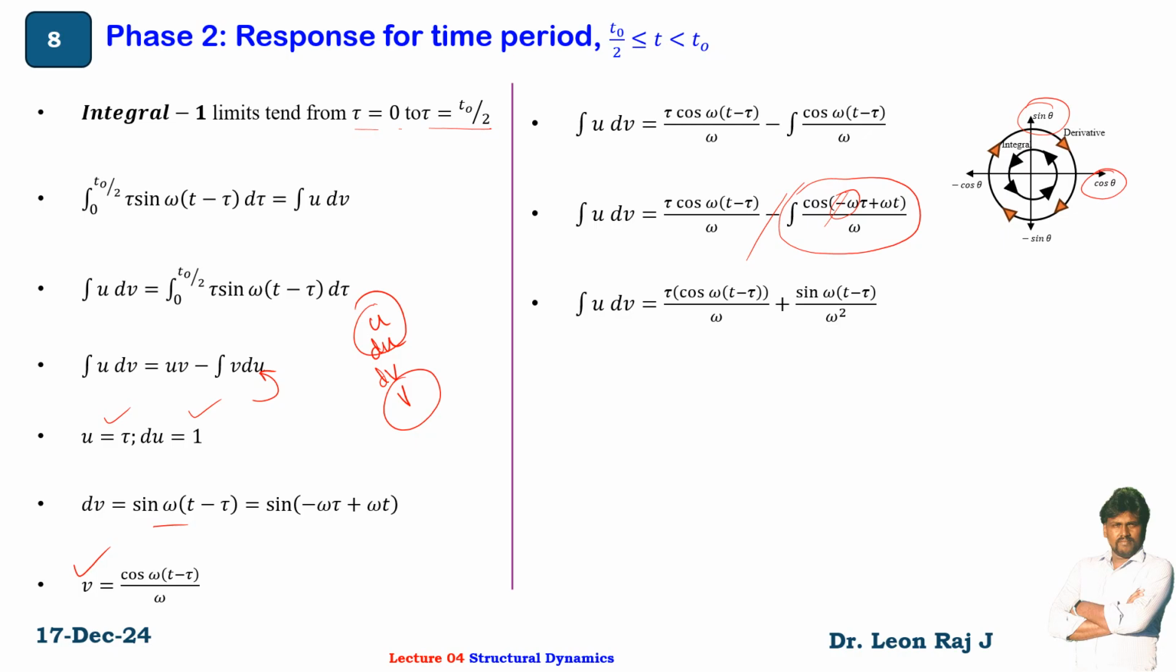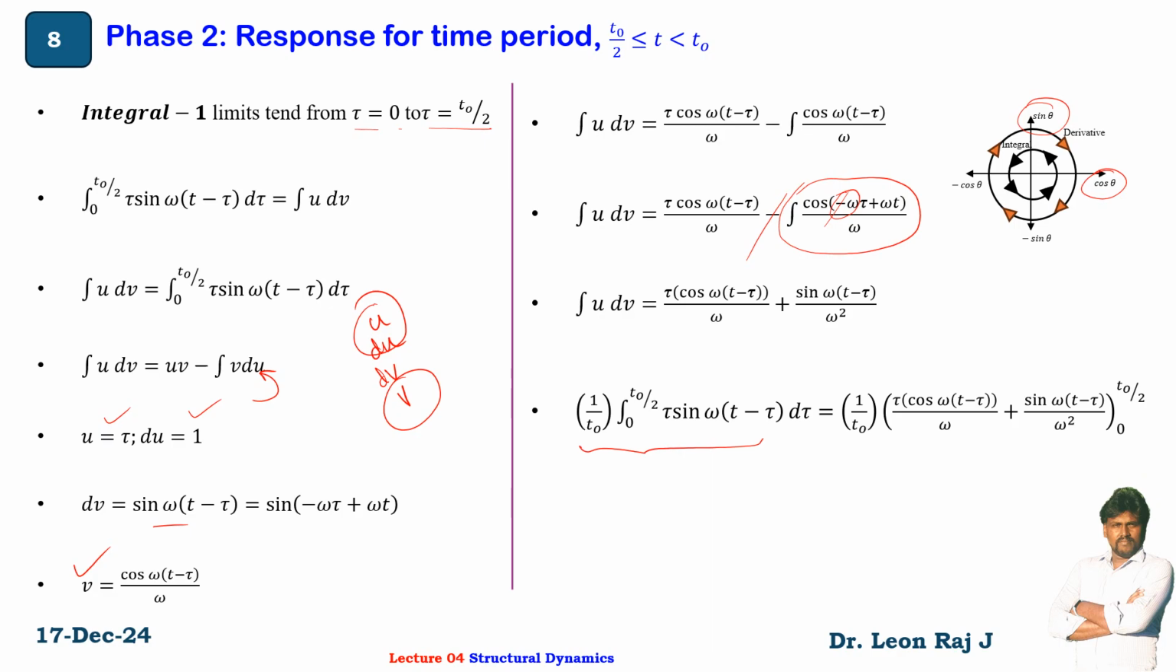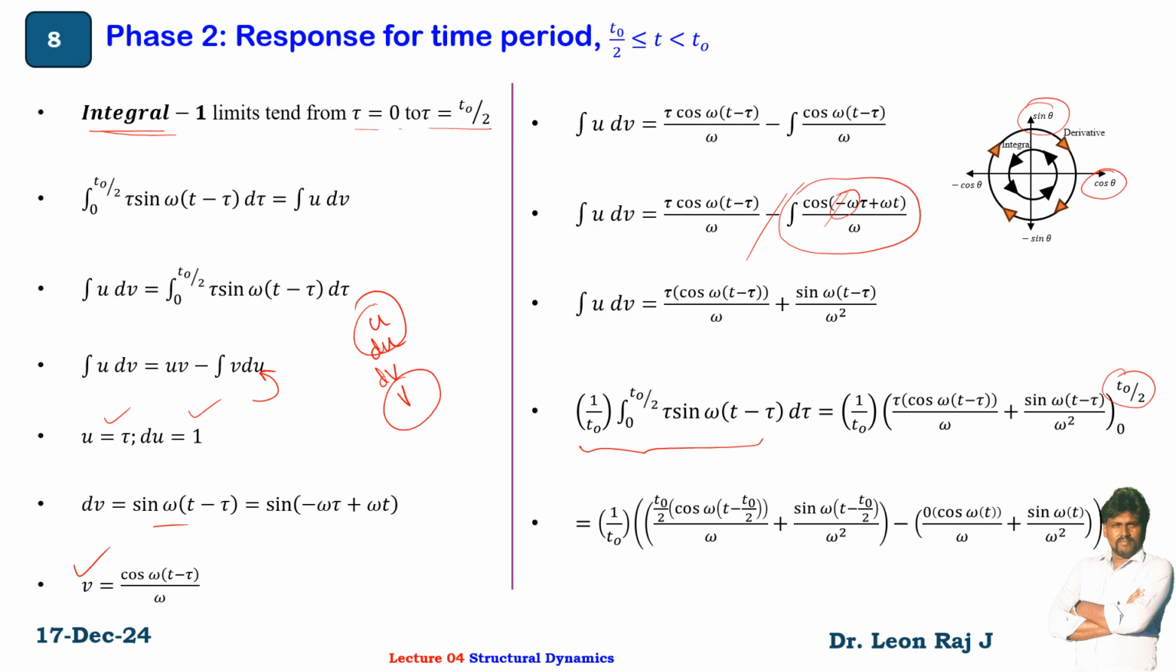Here already one omega is there, so we are getting omega square. So this is your integral of u dv, this is your integral 1. So u dv equals 1 by t0 times [tau cos(omega t minus tau) divided by omega plus sine(omega t minus tau) divided by omega square], with integral limits 0 to t0 by 2. First you have to apply the t0 by 2 limit to this portion, and this tau and this tau, and next you have to apply your 0 limits to here and here.